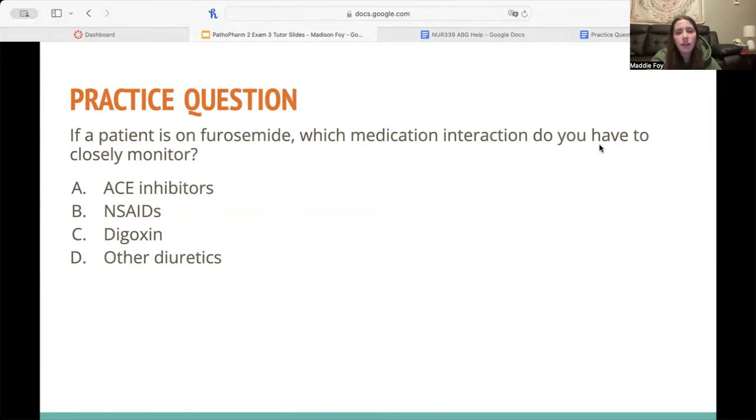Perfect. If a patient is on furosemide, which medication interaction do you have to closely monitor? Awesome. Yay. Digoxin. Yep. That potassium loss can increase the patient's risk for dig toxicity.